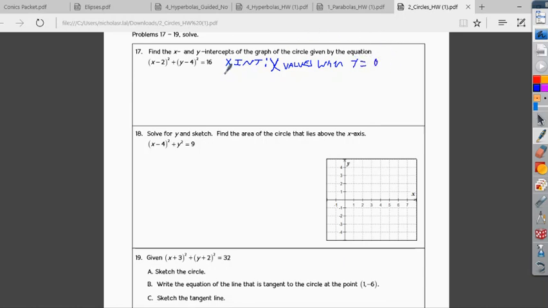And your y-intercept is your y values when x equals 0. So let's plug it in. Let's find the x-intercept.